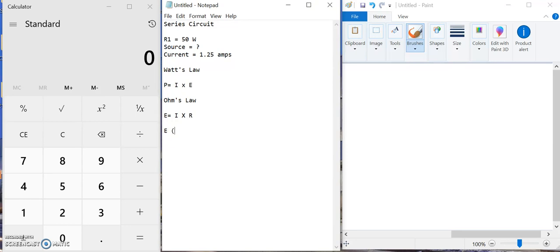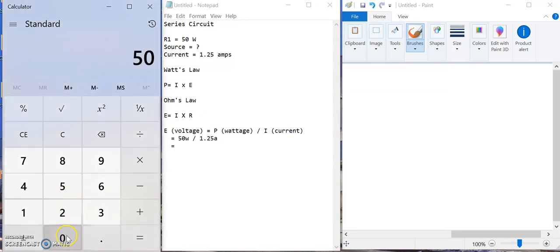So we would take E, which is our voltage, electromotive force, and we go E equals P, for wattage, over I, which is current. That would equal 50 watts divided by 1.25 amps. That would equal, and then you do your math, 50 divided by 1.25.